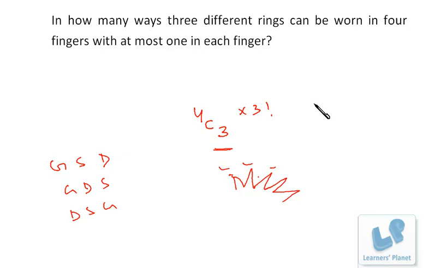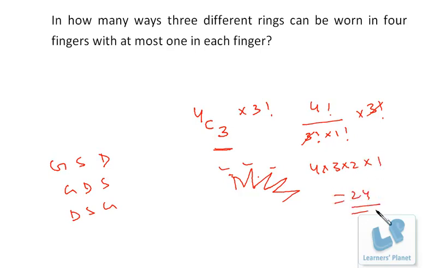What 4C3 is: it's 4 factorial by 3 factorial into 1 factorial, and into this 3 factorial. So it's 4 factorial only. So it's 4 into 3 into 2 into 1, that is 24 ways to make this arrangement. That is, first of all, to select 3 fingers on which the rings are to be worn, and then the 3 rings to be arranged on these 3 fingers. So in all 24 ways are there.